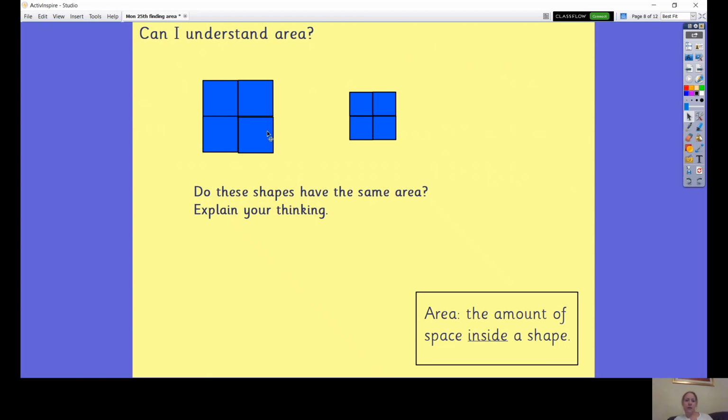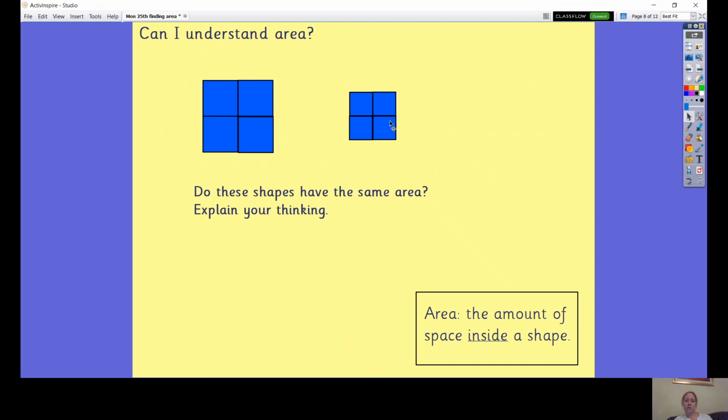Okay, so some people may have thought, yes, these do have the same area because there are 4 squares here and there are 4 squares here, but these squares are not the same size, are they? So if I took one of these squares and I put it on there, can you see that that square is quite a lot smaller than that square? Now, you might be thinking, but there's 4 squares there and there's 4 squares there. But if we think about these as playgrounds again, or bars of chocolate, whichever you prefer, if you were going out onto the playground, which one would you want to be able to play on? This one is clearly bigger, isn't it?